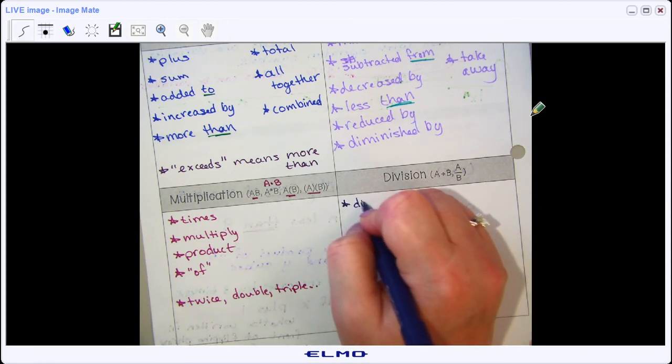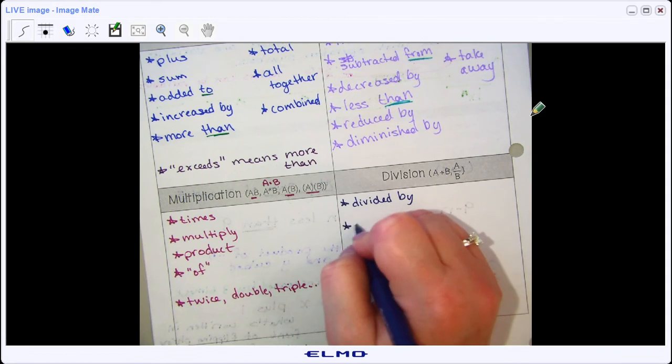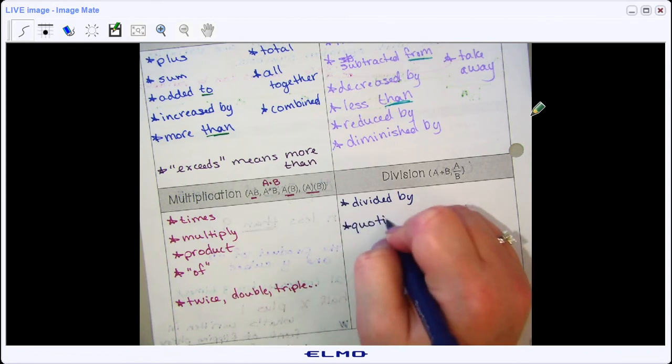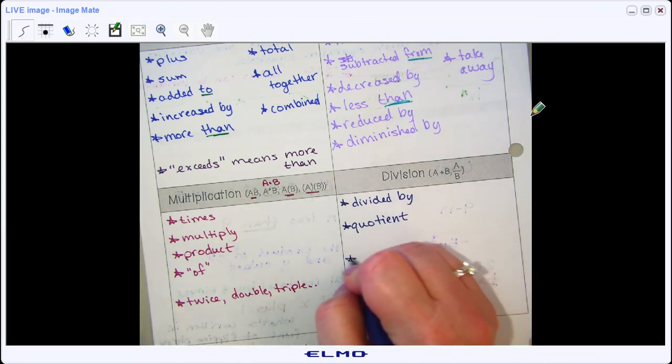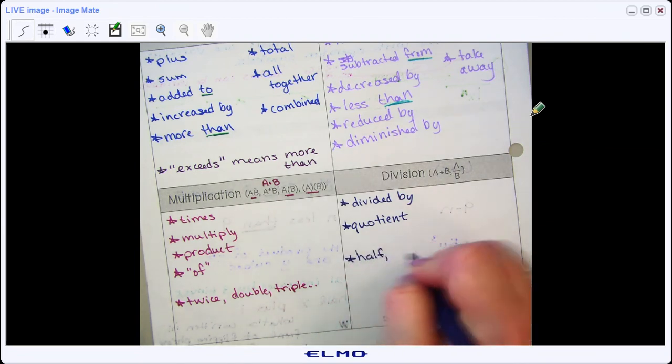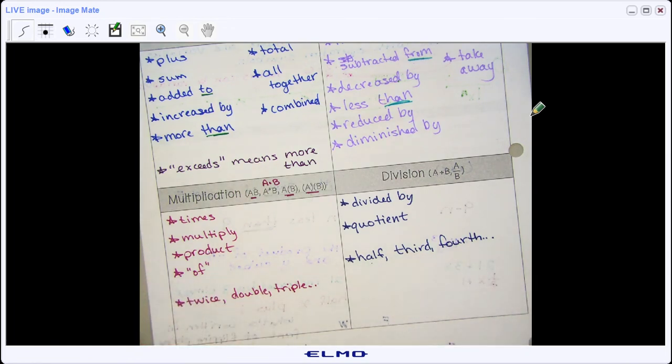And then division, divided by, and quotient. That's pretty much it. We do have some special ones, just like with multiplying. We got half, third, fourth. Those are telling you divide by 2, divide by 3, divide by 4.